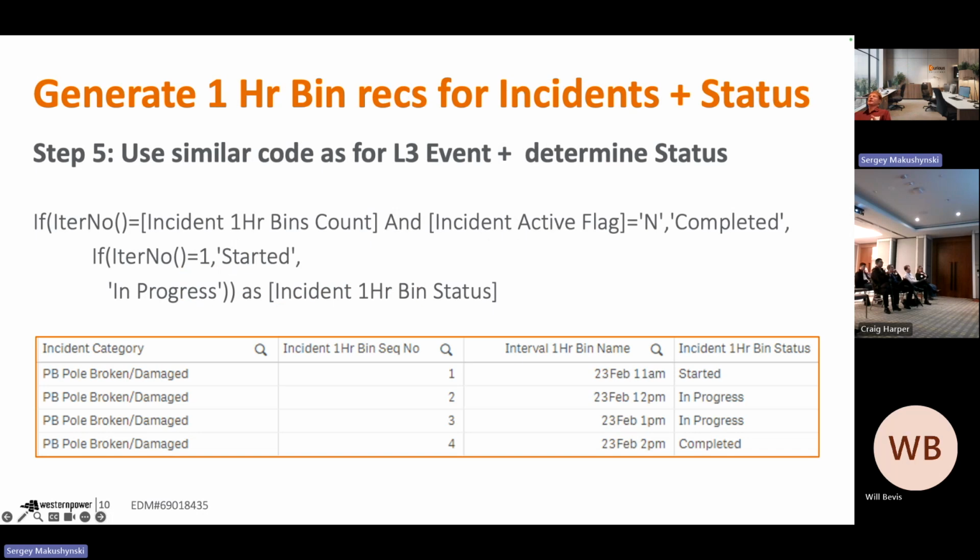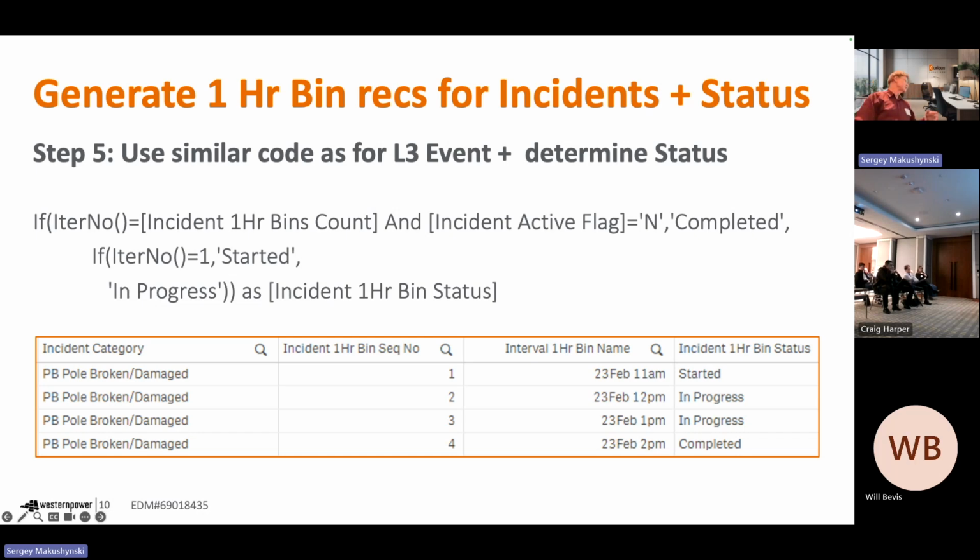So now what I need to do is say, for the incidents, I want to work out what the status is. So I need to figure out a way of saying when it starts in this time period, it should be a started status. Well, except if it actually completed in the same hour, then I want it to be completed. So by applying this piece of logic, I was able to figure out that this incident started here, it was in progress in these time intervals, and then it completed here.